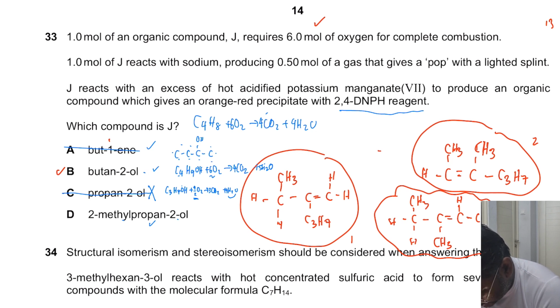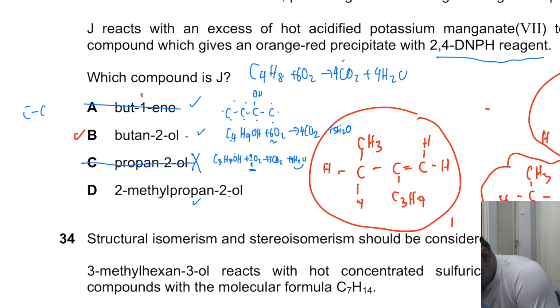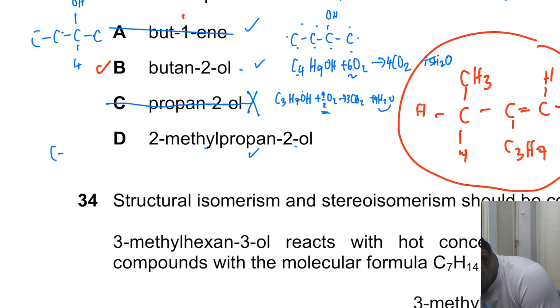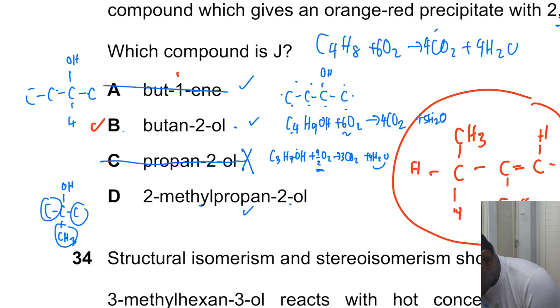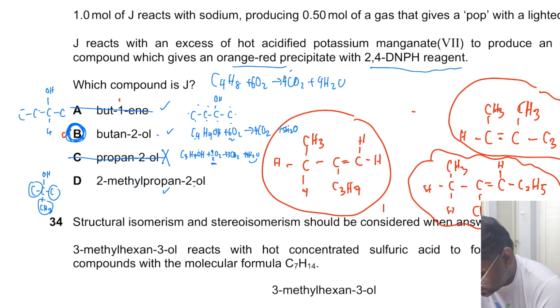If you look at butan-2-ol, this is OH, so it's a secondary alcohol. If you try to oxidize a secondary alcohol, it will change into ketone. But if you look at this 2-methylpropan-2-ol, this is going to be a tertiary alcohol. Tertiary alcohol cannot be oxidized, so it will not give you aldehyde or ketone. In this case, it is going to give you ketone, and therefore it will give you the orange-red precipitate with 2,4-DNPH reagent. So the answer is B.